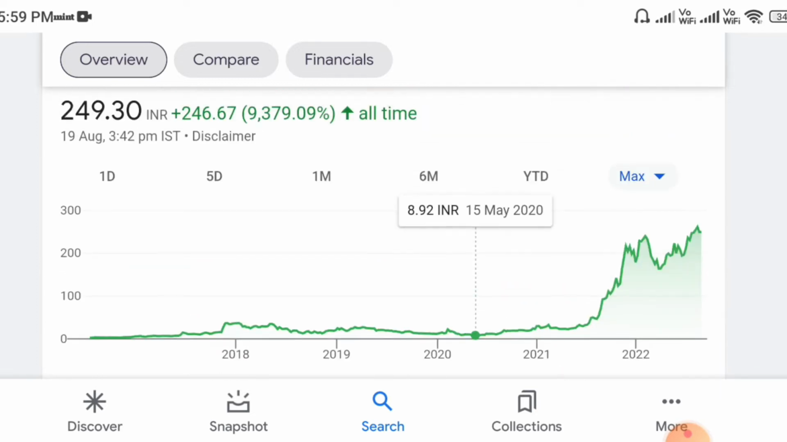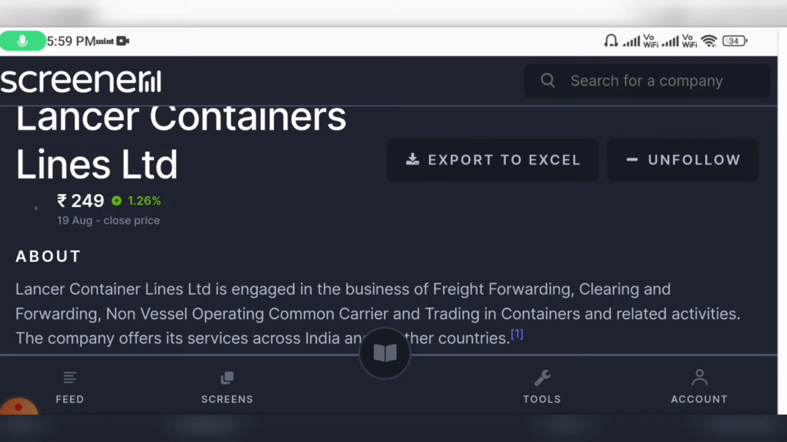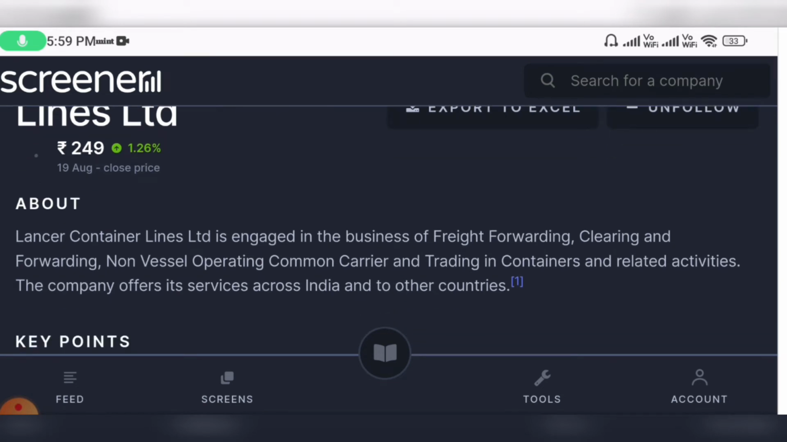Now let us dive into the actual fundamentals on the Screener website. Here it is, I have Lancer Containers open on the Screener website. If we look at the about section, you'll get to know that it's related to trading activities like trading of containers and this kind of thing. So it's basically, you can say, exporting and importing.